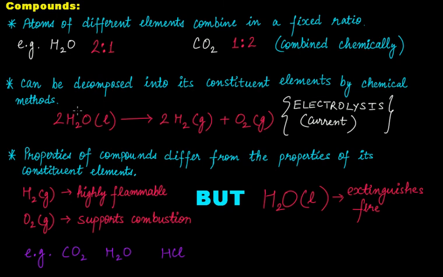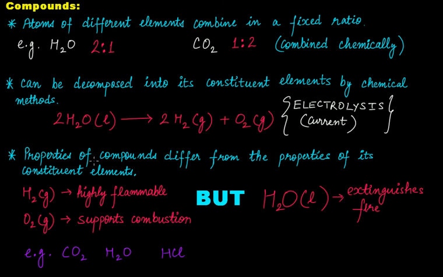So H2O liquid, you can apply a method that is called electrolysis. In electrolysis, we pass current through water and we take two electrodes. On one of the two electrodes, we get hydrogen gas, and on the other electrode, we get oxygen gas. So we actually break this molecule into its components, that is hydrogen and oxygen.